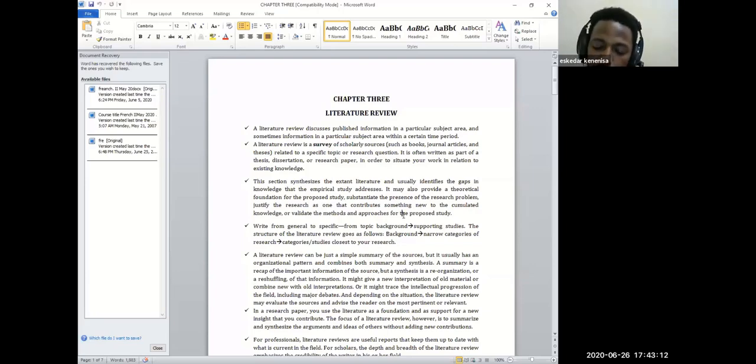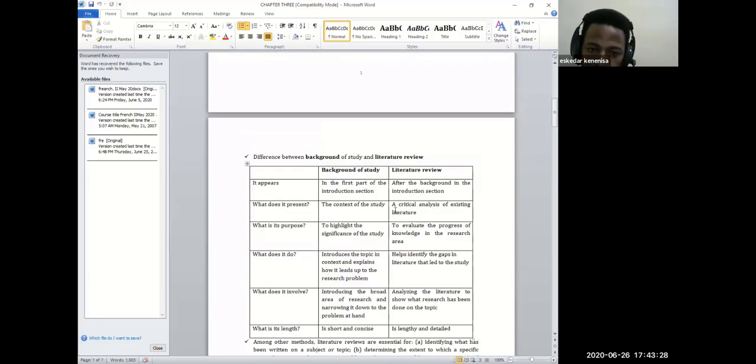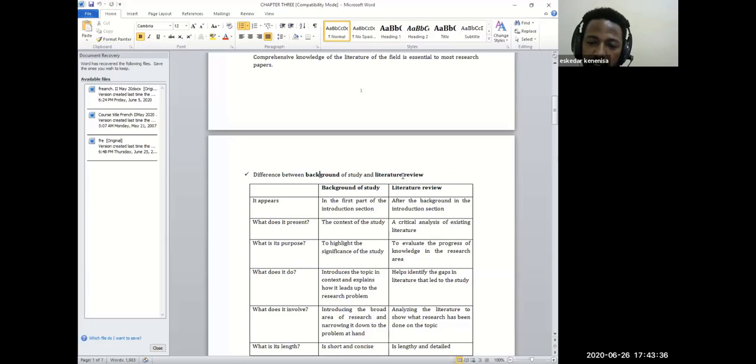I told you that the literature review is different from the background. Therefore, let's see some of the differences in table form. Yeah, here is the difference between the background and the literature review. We have seen the background in the previous class. This is today's class. Therefore, in the paper, we are seeing the structure.